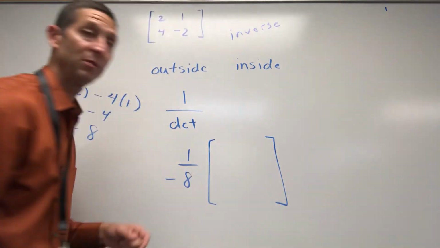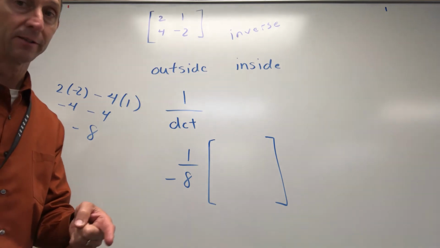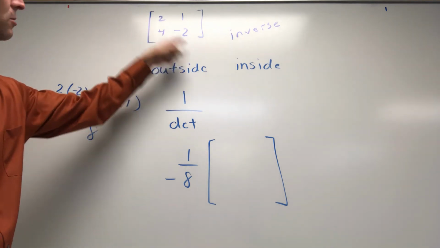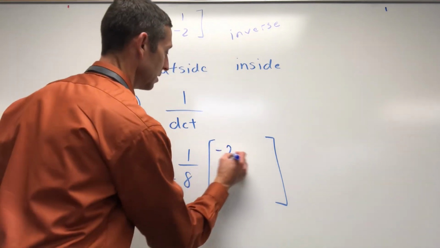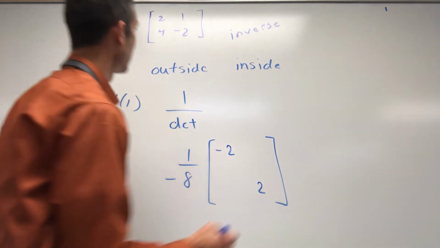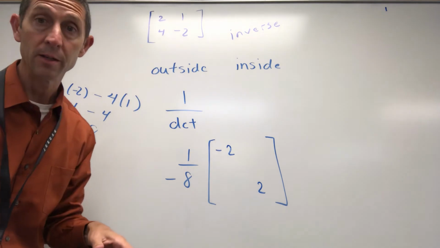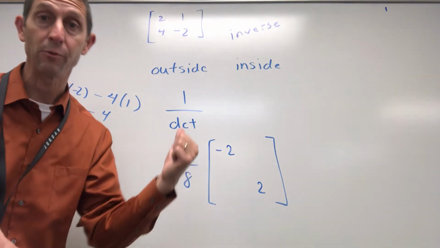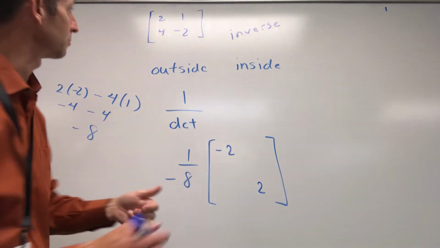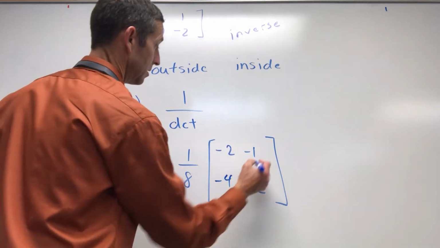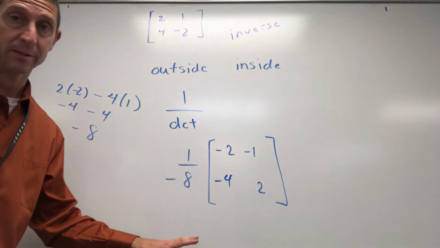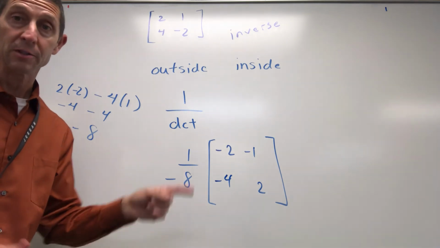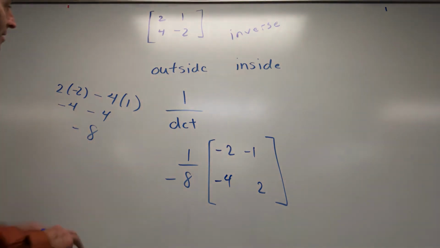Let's get the rules for the inside of the matrix. Inside, the main diagonal trades places. Negative 2 goes up, positive 2 comes down. These stay put, but they just change signs. So positive 4, negative 4. Positive 1, negative 1. So this is my inverse of my matrix. Grab this inverse, and we've got to multiply it by the answers.